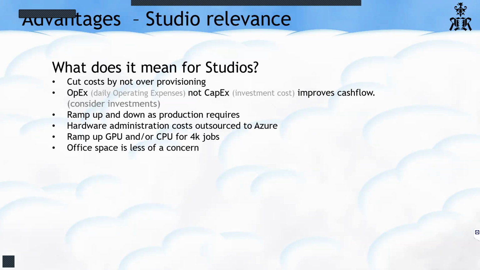So what does it mean for studios? First, you can cut costs by not over-provisioning. Then OpEx is better than CapEx because it improves your cash flow. And it does not only improve your cash flow, because every investment has to be considered. Do I need the hardware next month, next year? Can I invest in it? And I have a very good example for this OpEx versus CapEx.